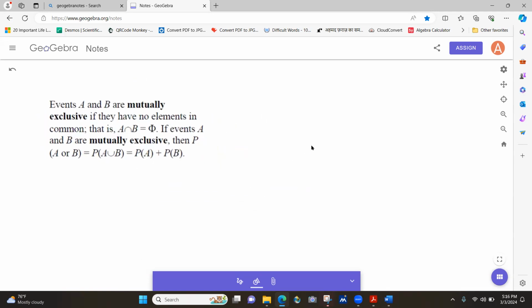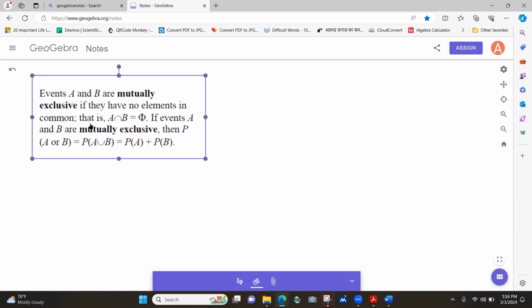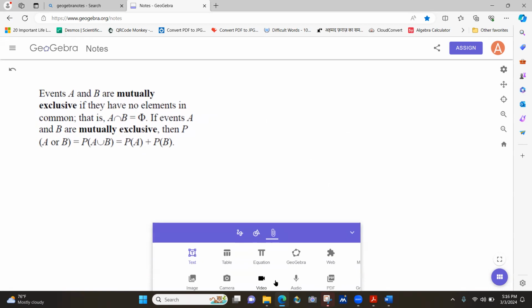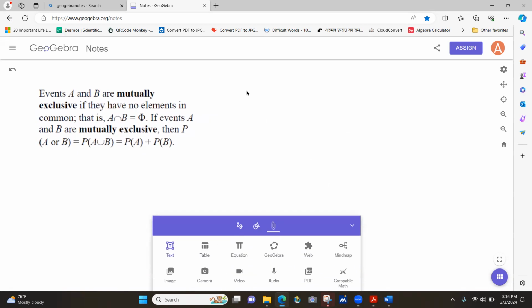So events A and B are mutually exclusive if they have no elements in common. I'm going to go back to give you a simple case. Let's say you're rolling a die and you want to know the probability of getting a number less than 3. Your sample space is going to be 1 and 2. And this event I'm going to call less than 3.